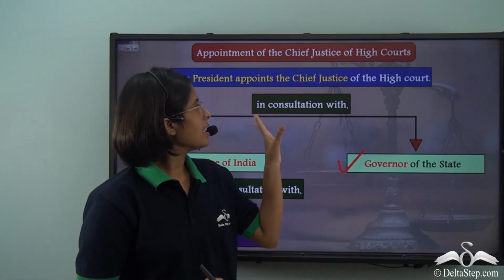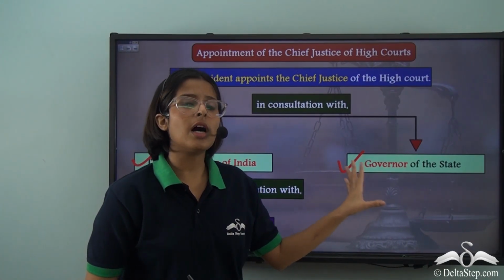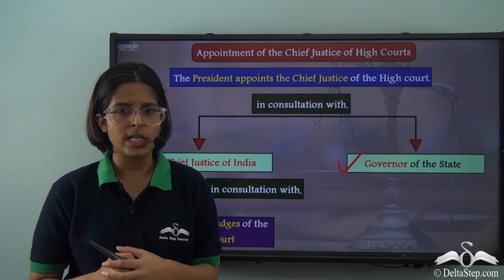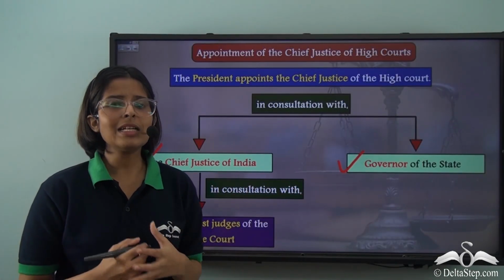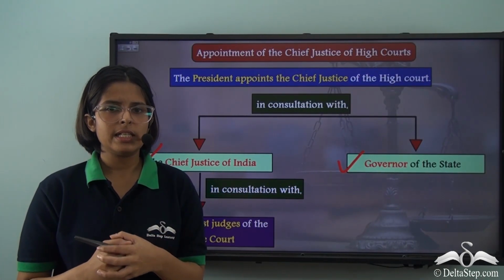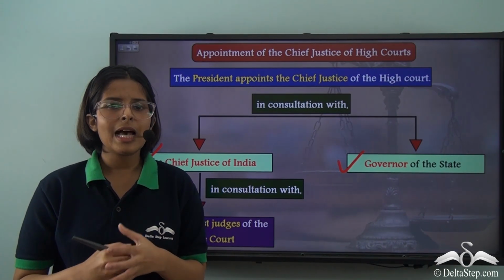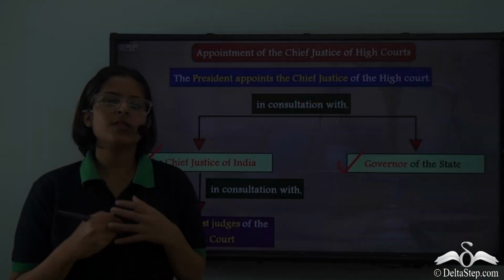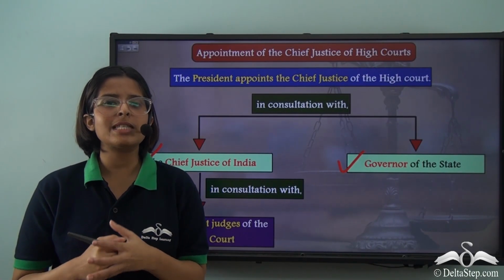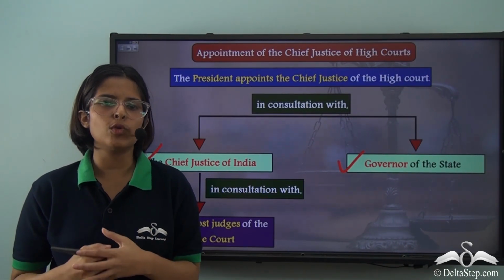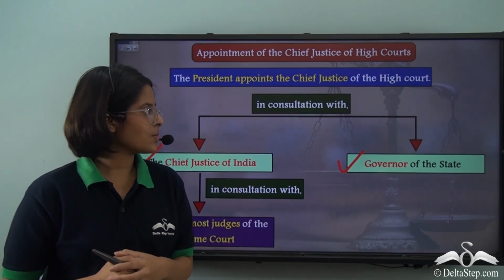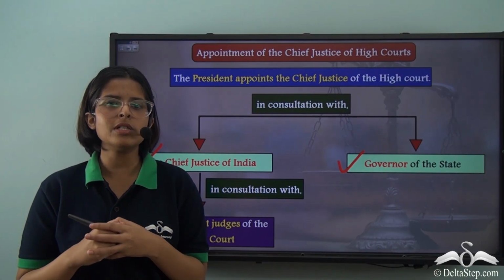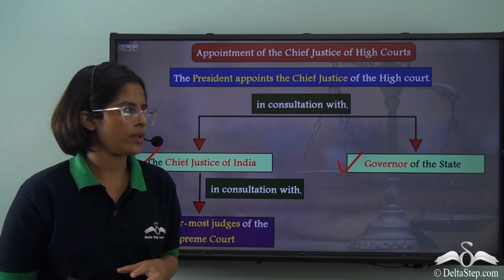Other than this, the President has to consult with the Governor of the state in which the High Court is situated. The Governor of the state is the head of the federal state. The Governor in a state has the same position as the President has in the country. The Governor is responsible for seeing that the Constitution is followed in the state. That is why the Governor is also consulted by the President in the appointment of the Chief Justice of the High Court.